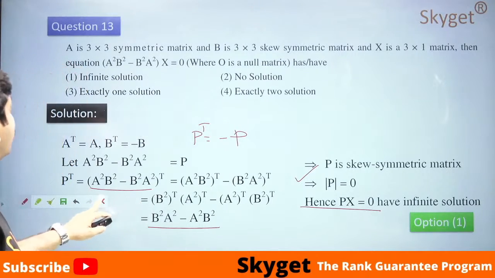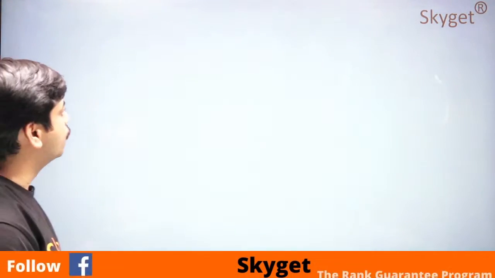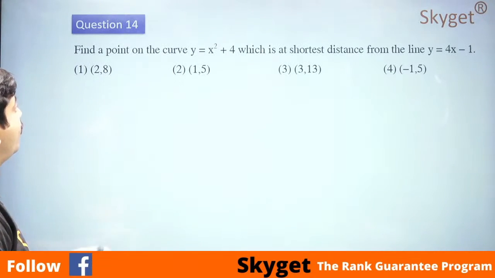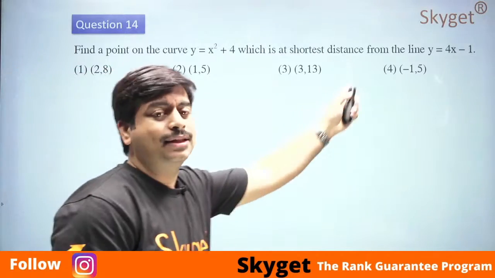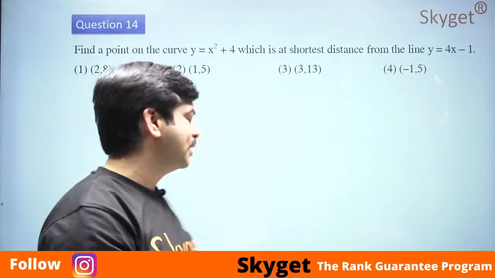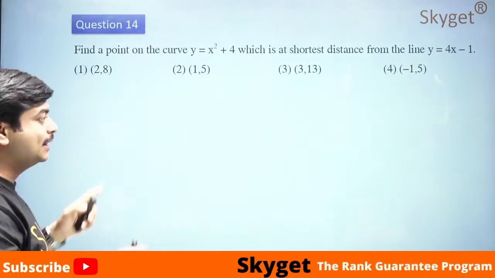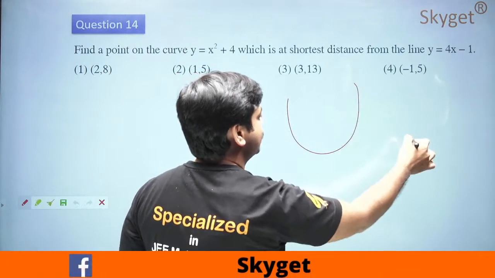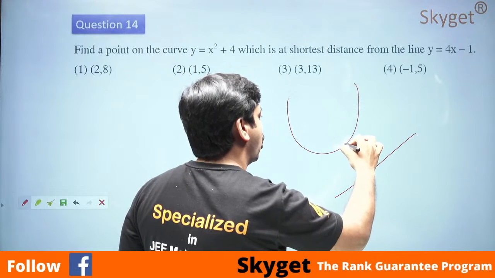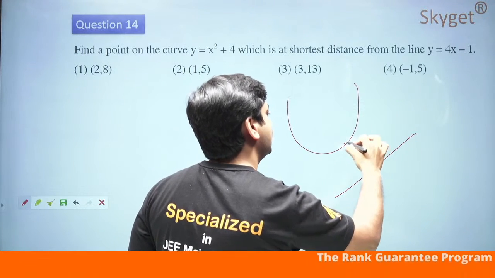Okay, so let's move forward to the next question. Question number 14: find a point on the curve y equal to x square plus 4 which is at the shortest distance. What is the meaning of shortest distance? Shortest distance between any curve and a line. If you observe, the shortest distance between any curve and a line will always be the perpendicular distance.